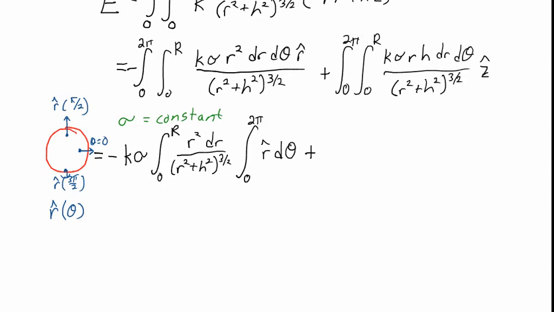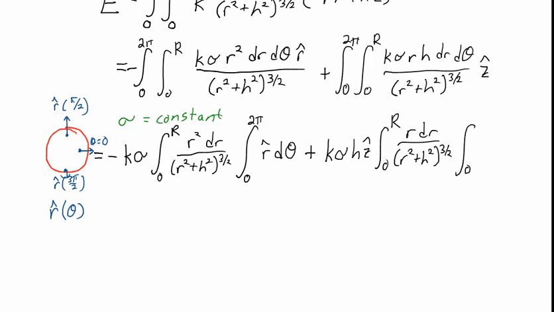However, if we look at the other unit vector in the second integral, z hat is a constant, it does not depend on angle, because z hat always points up regardless of where you are on the disk. So if we look at constants here, we've got k, sigma, h, z hat. They all come completely out of the integral. The r integral is r dr over r squared plus h squared to the 3/2 power times the integral from 0 to 2 pi of just d theta.